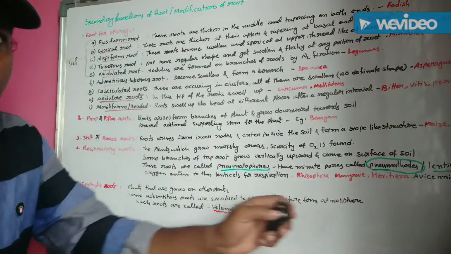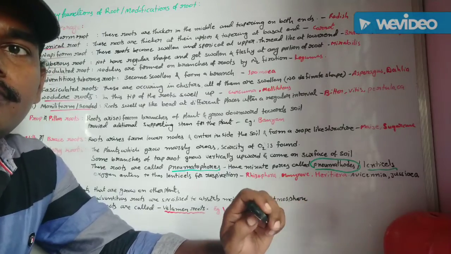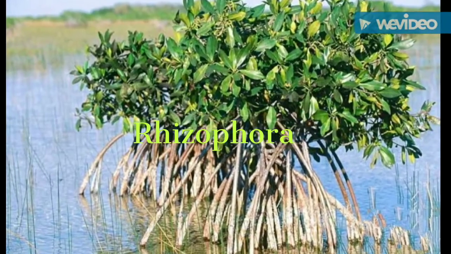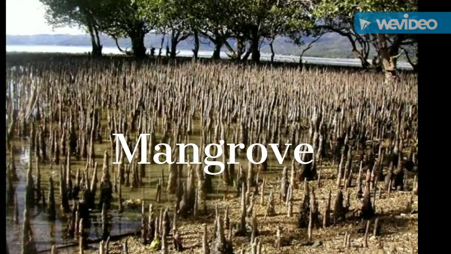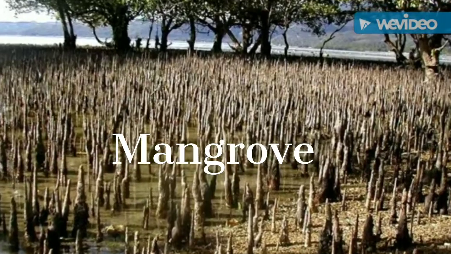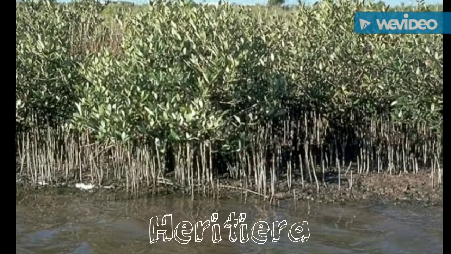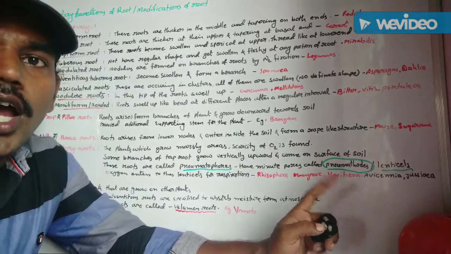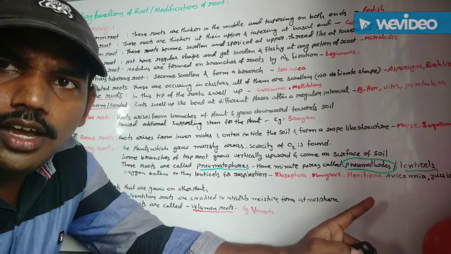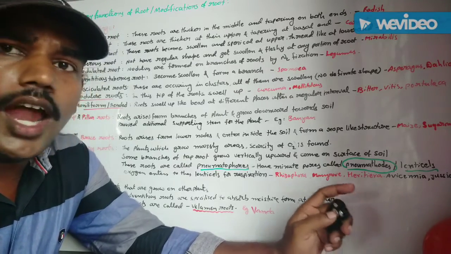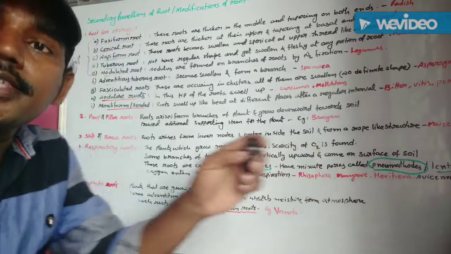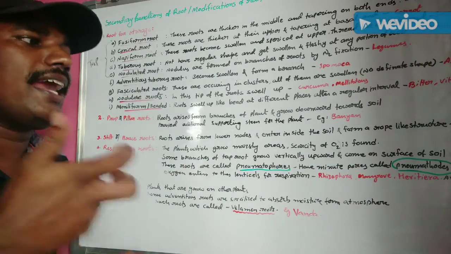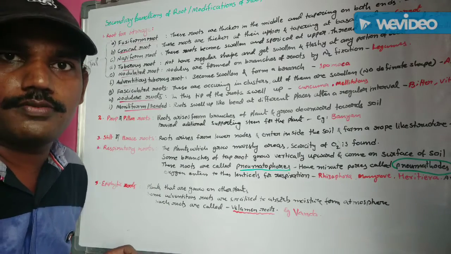Another one is Avicennia, and also Sonneratia. Avicennia and Sonneratia consist of adventitious roots. This means the pneumatophores arise from the adventitious roots.